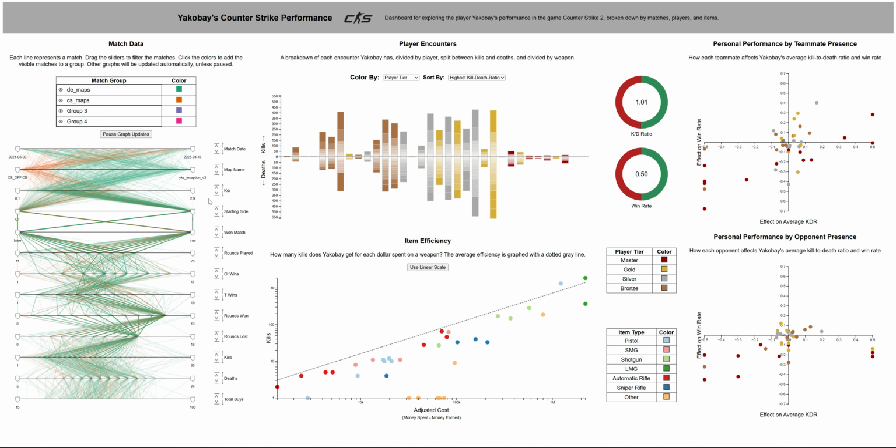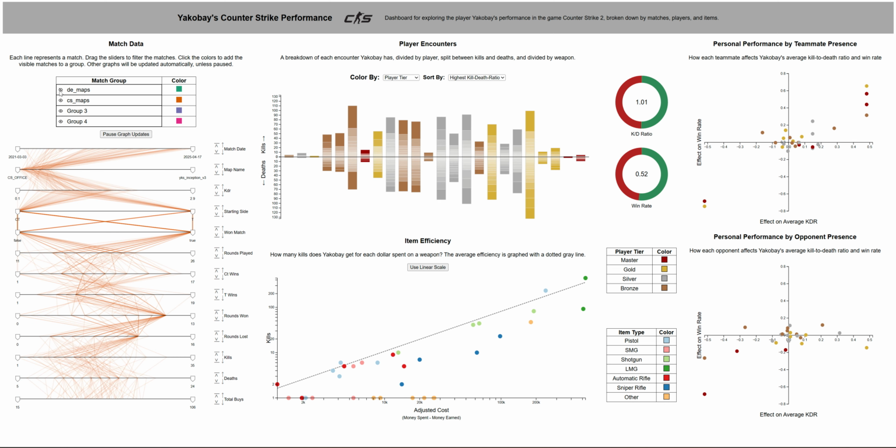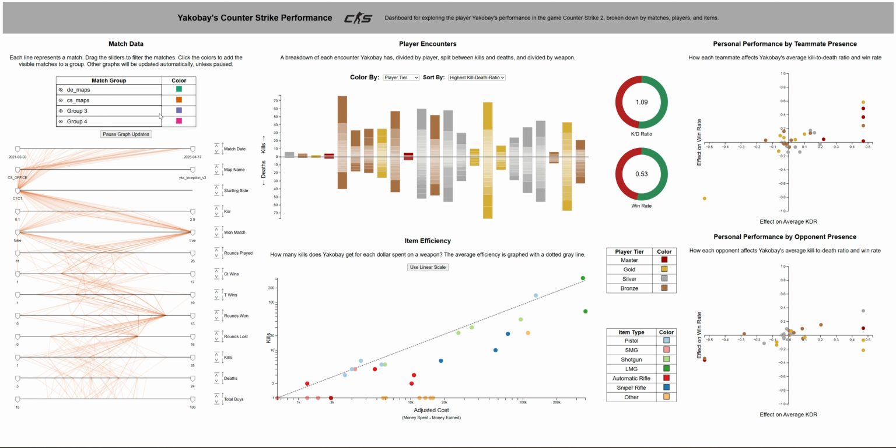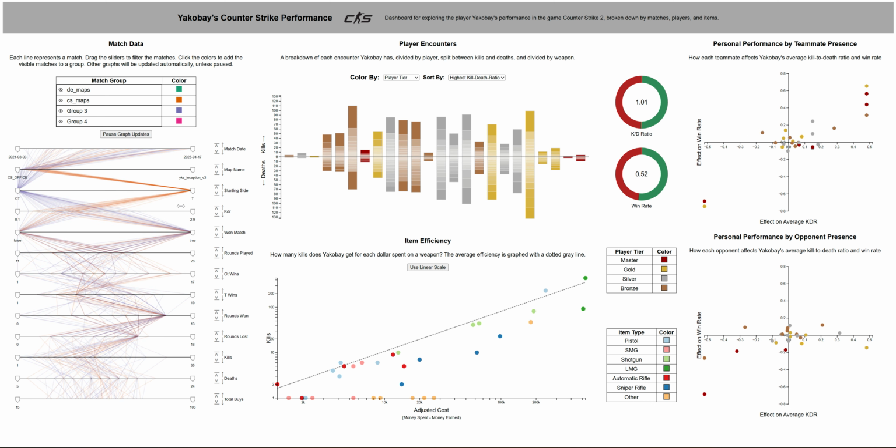So an example of how I'd use this is I know I'm going to be playing on a CS map one night, and I want to pick what side I'm starting on. So I would look at my CS maps, and then I could narrow this down to be one group, and then I could compare my win rate with the CT side versus my win rate with the T side.